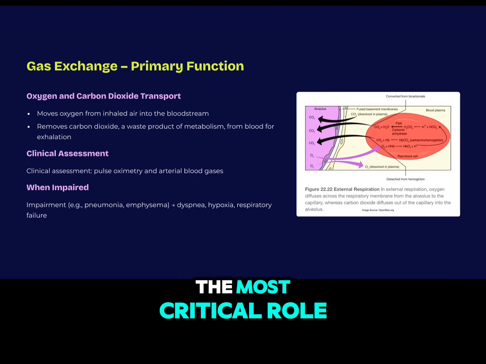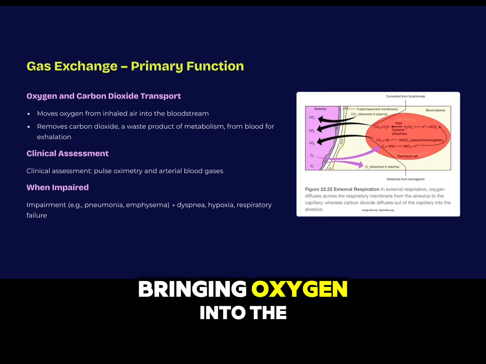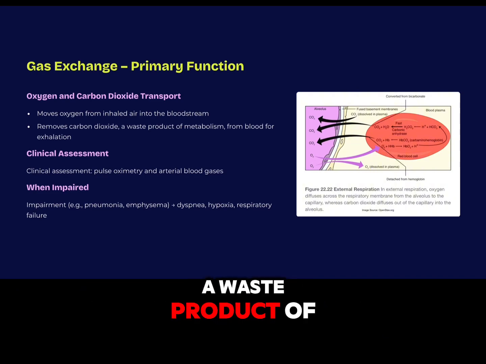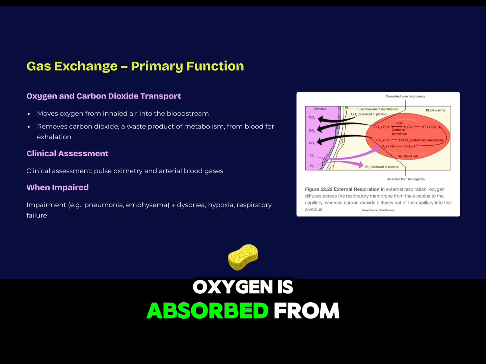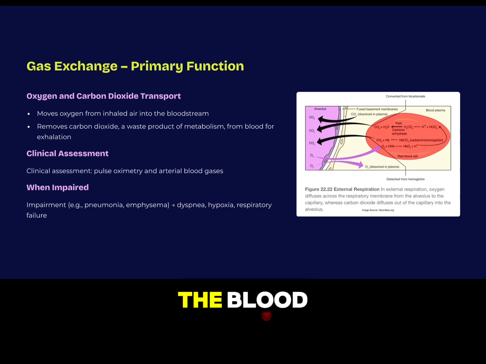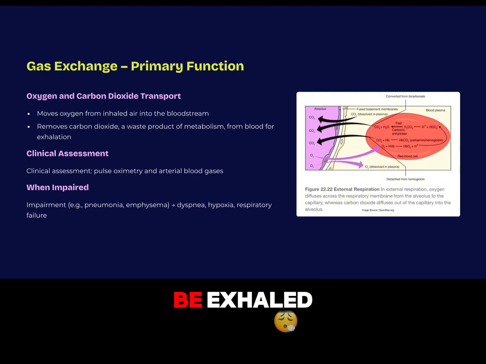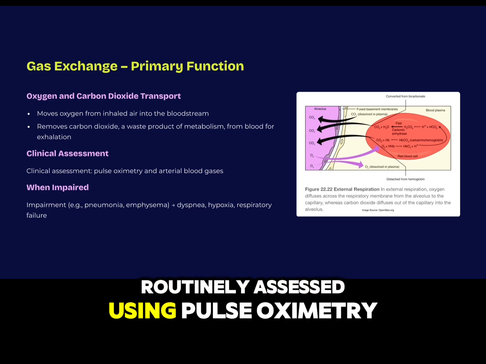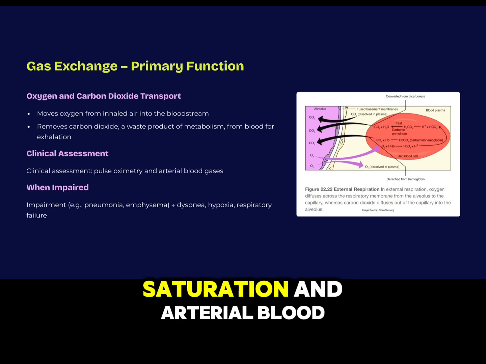The most critical role of the respiratory system is gas exchange, bringing oxygen into the body and removing carbon dioxide, a waste product of cellular metabolism. In the lungs, oxygen is absorbed from the inhaled air into the blood, and carbon dioxide is released from the blood to be exhaled.